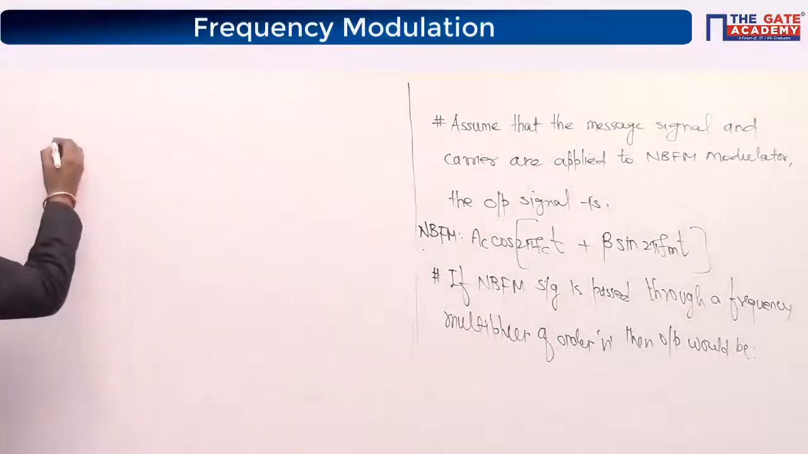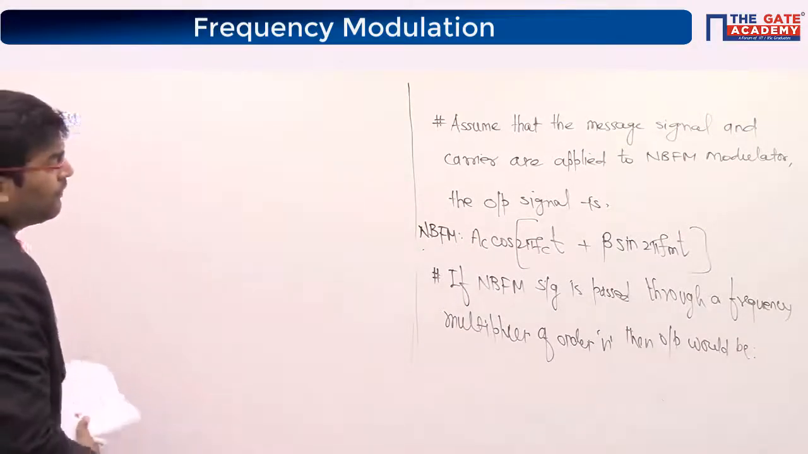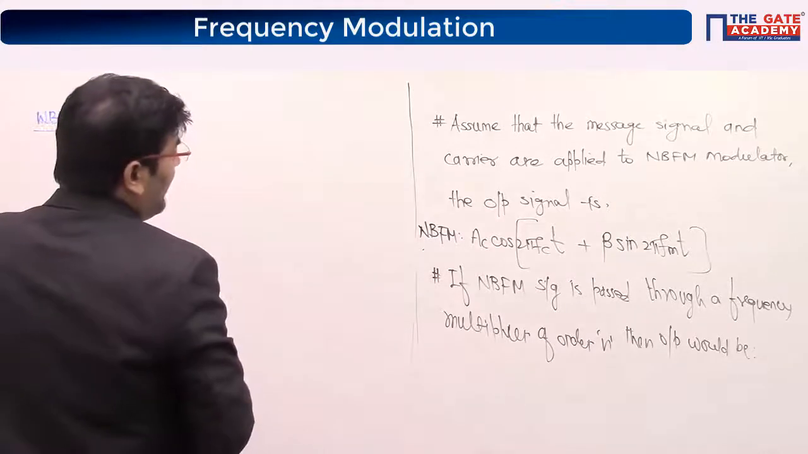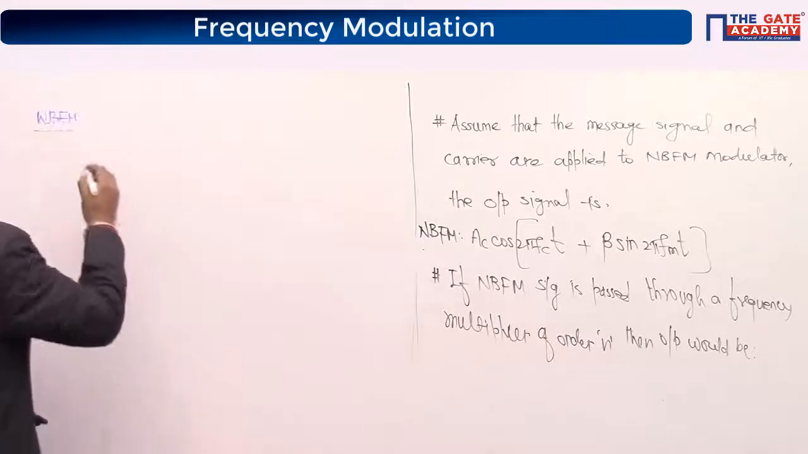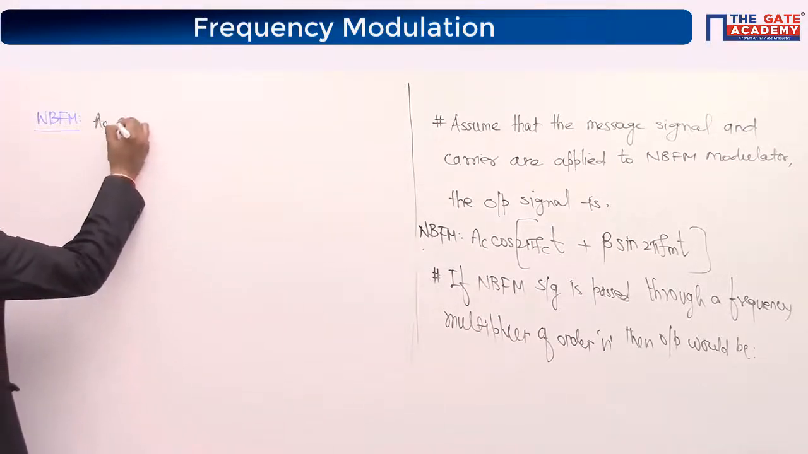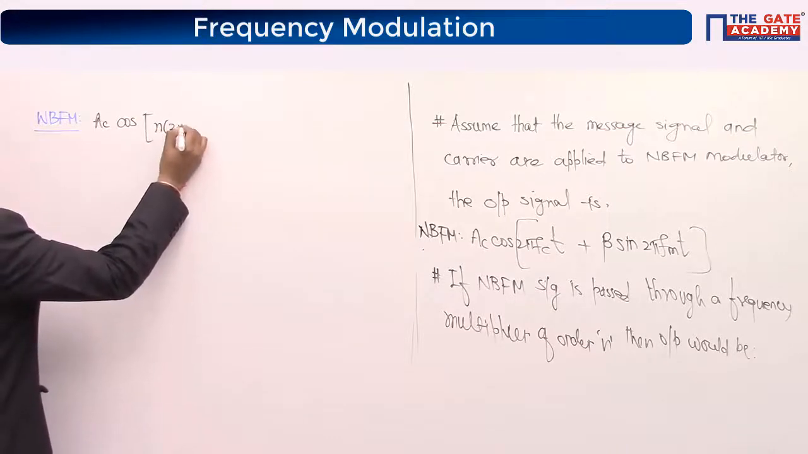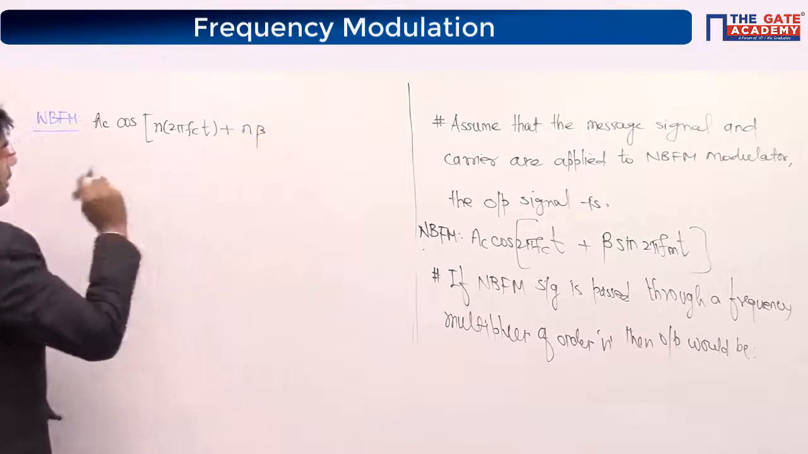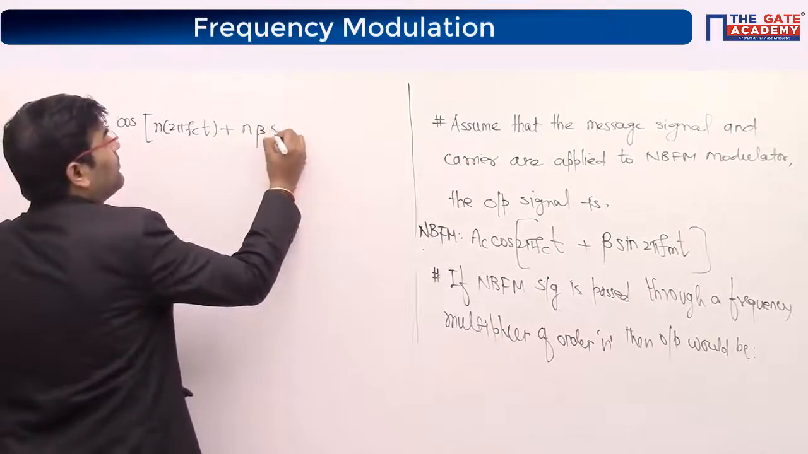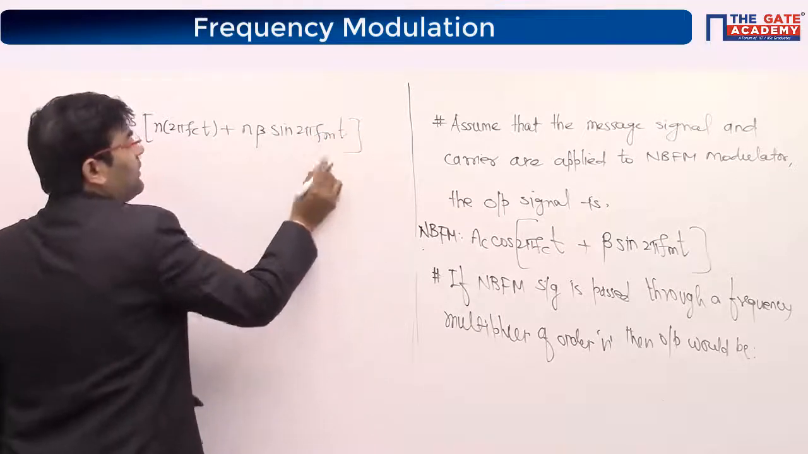So my output would be a wideband FM, and it will be n times the frequency, the complete angle. So it will be Ac cos(n times 2 pi fc t plus n times beta sine 2 pi fm t).